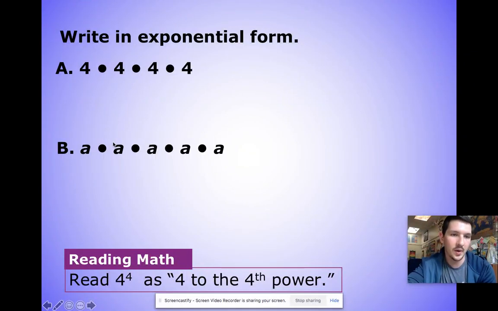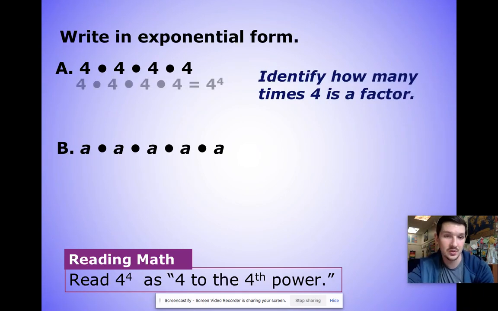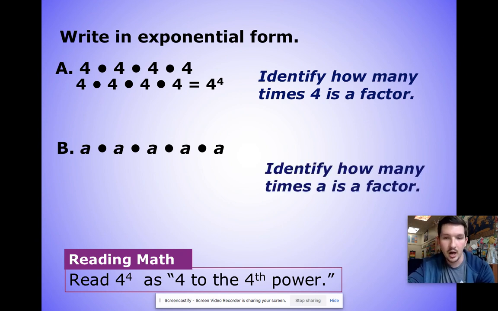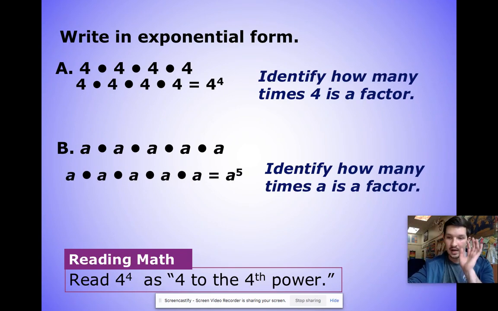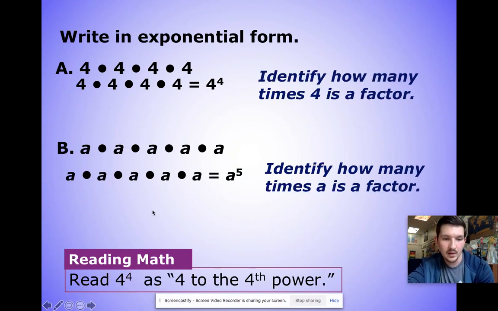So if we were going to do A and B, we have 4 times 4 times 4 times 4. If we identified it as a factor, it would be 4 to the 4th. We are multiplying 4 by itself 4 times. And then B is A times A times A times A times A. Again, we identify how many times A is a factor, and that would be A to the 5th because we have 5 A's. So A to the 5th, you're multiplying A by itself 5 times. We read this as 4 to the 4th power or A to the 5th power. You always read it like that.